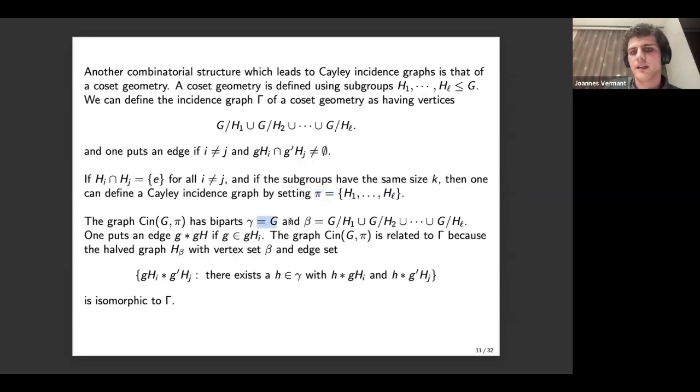So one part is given by G, and the other part is given by the union of all of these cosets. So we have the cosets of H1, we have the cosets of H2, we have the cosets of HL. And one puts an edge if the element G is contained in the coset. And this Cayley incidence graph is related to the incidence graph of the coset geometry, because the halved graph will give you the incidence graph of the coset geometry.